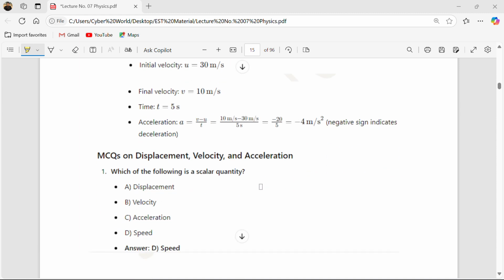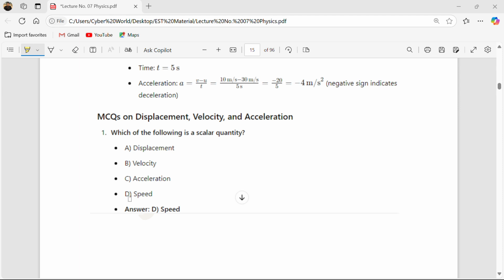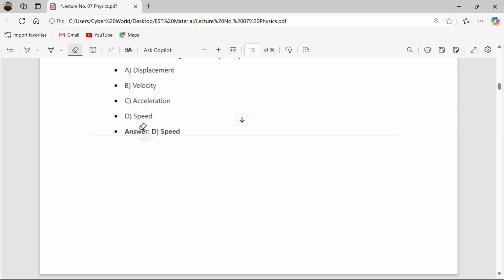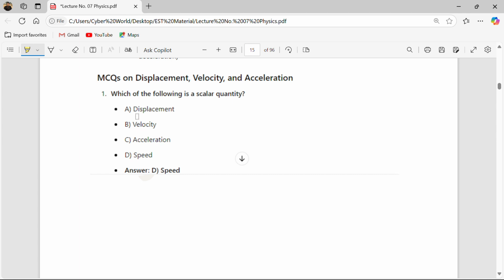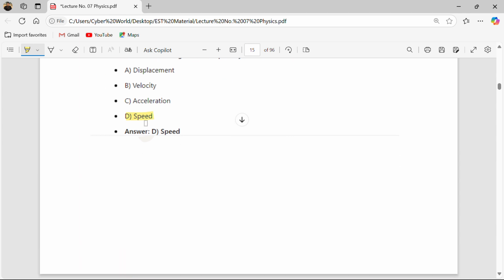Now let's start the MCQs related to these topics. Which of the following is a scalar quantity? Basically, the scalar quantity is only speed. Acceleration is a vector quantity, velocity and displacement are vector quantities, but speed is a scalar quantity because it has only magnitude, not direction.